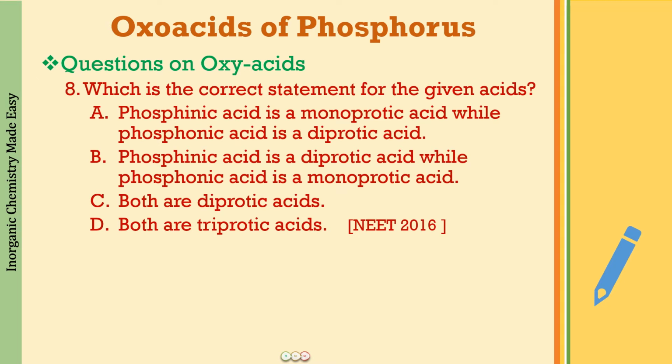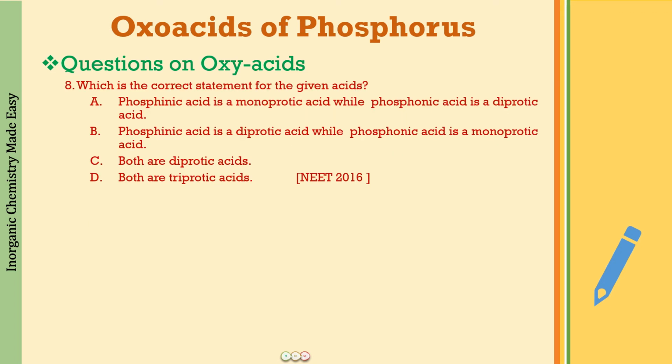The next question is, which is the correct statement for the given acids? Phosphenic acid is a monoprotic acid, while phosphonic acid is diprotic. Phosphenic acid is diprotic, while phosphonic acid is a monoprotic acid. Both are diprotic acids and both are triprotic acids. This is a question which was asked for the NEET 2016 examination.